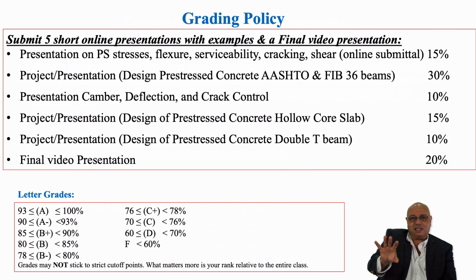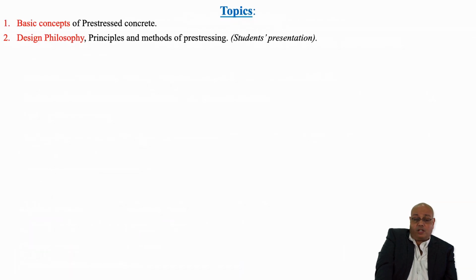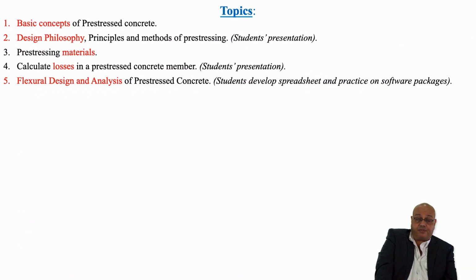So the breakdown, tentatively, is what you see here on the syllabus. It might be different for undergrad versus grad students. So you have percentages for the serviceability, crack, and shear presentation, which is the first one. The second one, which is AASHTO and FIB, crack control, whole course lab, and double T, and then the final videos. So if you have any questions, feel free to email me.